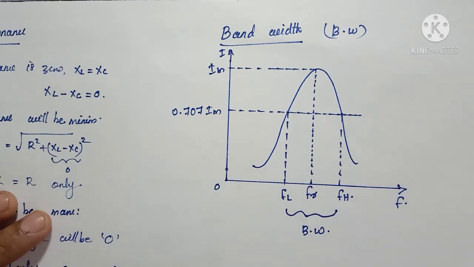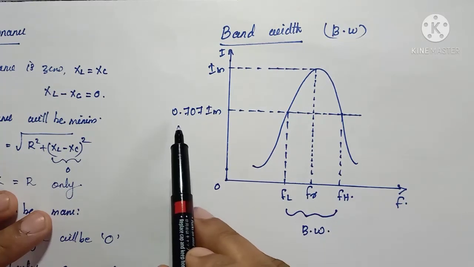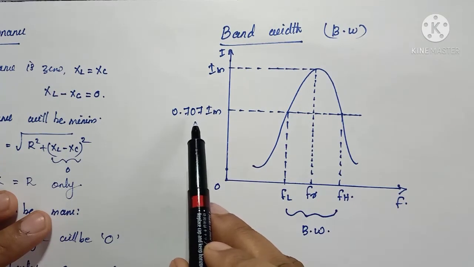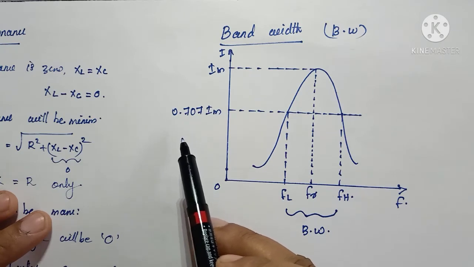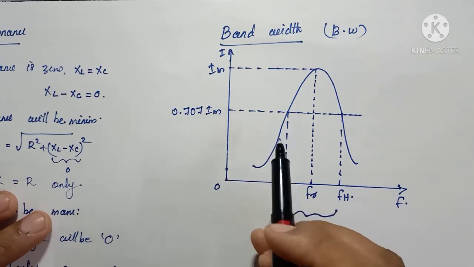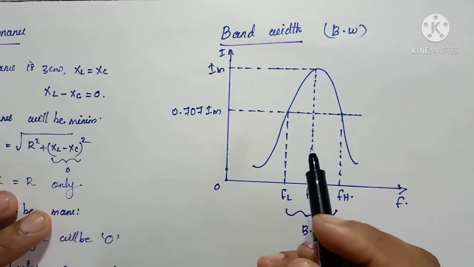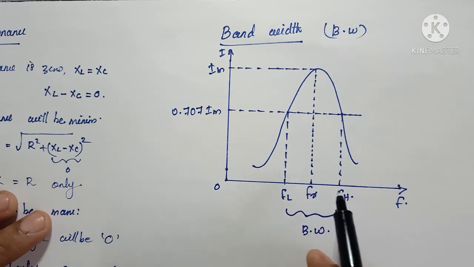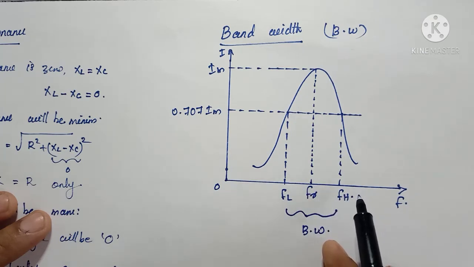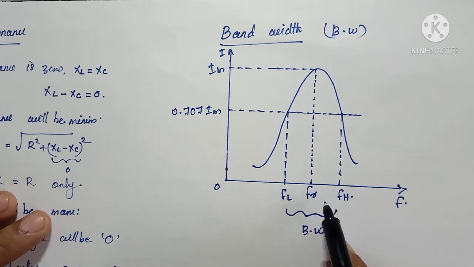But what condition is there? In this range, the current must be 0.707 Im. So simply we can say that the range which varies from lower cutoff frequency to upper cutoff frequency, the difference between the lower cutoff frequency and upper cutoff frequency, when the current is 0.707 Im, is called the bandwidth of that particular circuit.